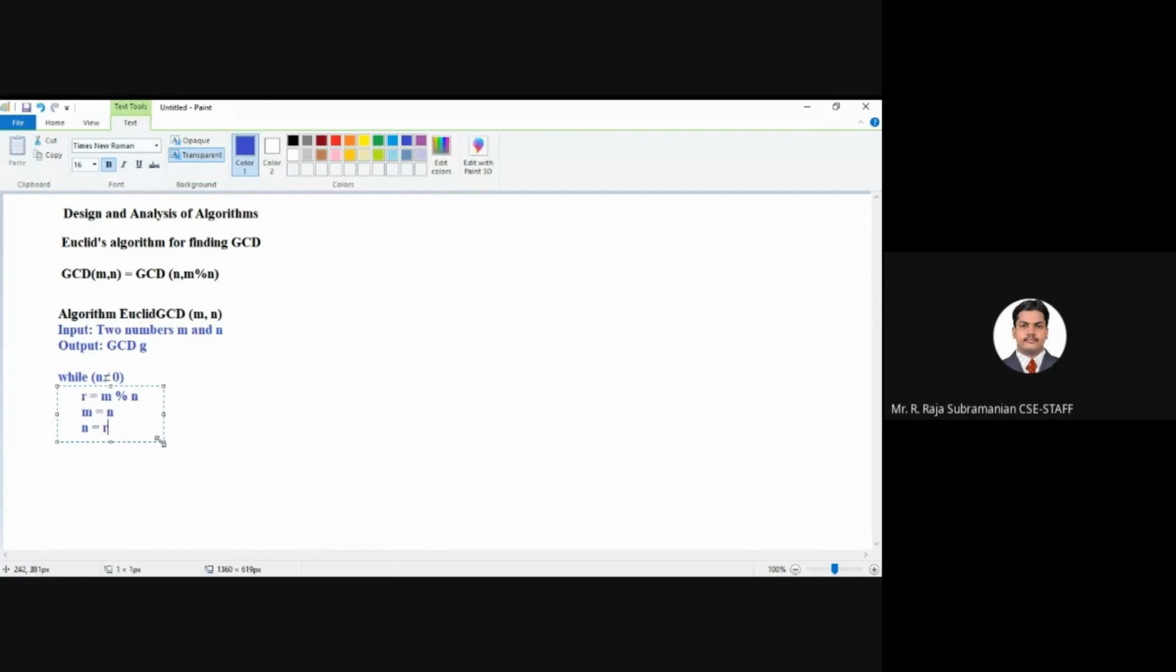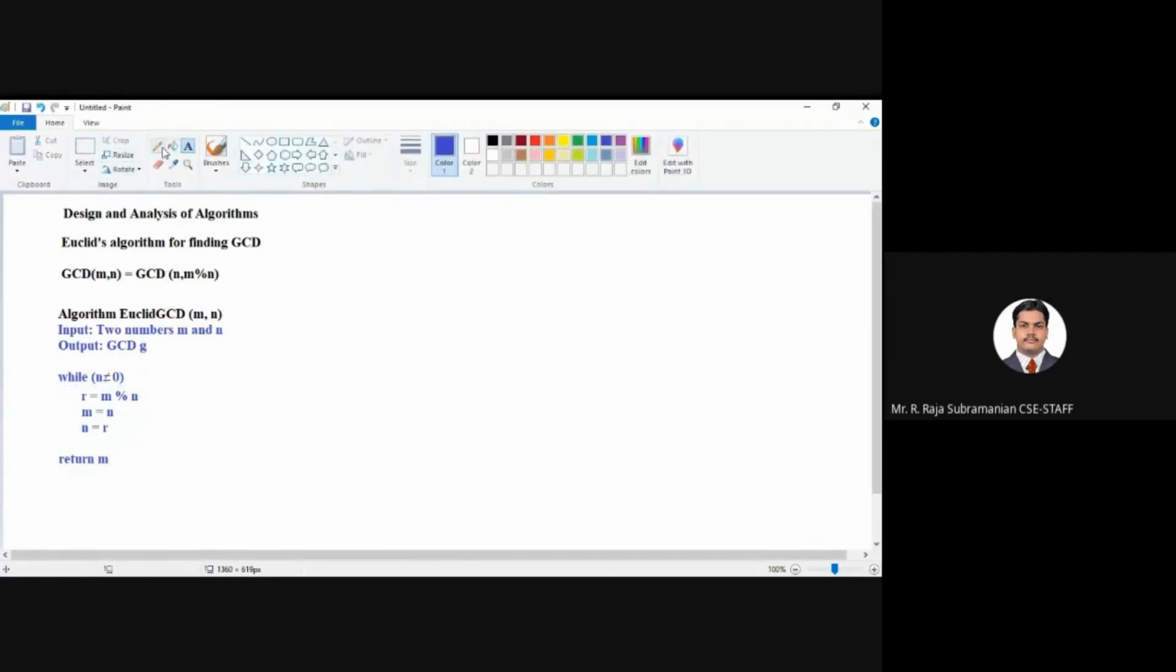So far so good. Now this iteration will continue and go on. Once it comes to the end, what should I return? If n not equal to 0, this will run. Once n becomes 0, I'll come out of the loop and I should return m. This m is going to be my GCD. Whether I use the same variable G or just say GCD, to be more clear I will remove this G because I don't want this variable G. So this is the algorithm for Euclid's method of finding GCD.